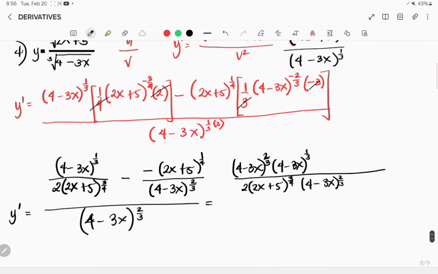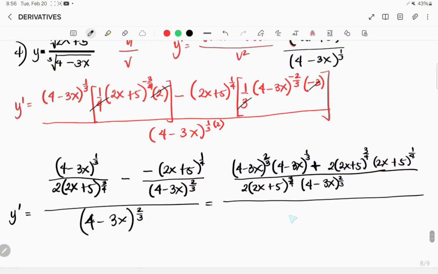And then on our second term, as we divide this LCD here, it will give us 2 times 2x plus 5 raised to 3/4 times the numerator of 2x plus 5 raised to 1/4. But we have the negative here to be multiplied in our minus operation. It will give us a positive operation over, all over our general denominator, 2/3. Okay.